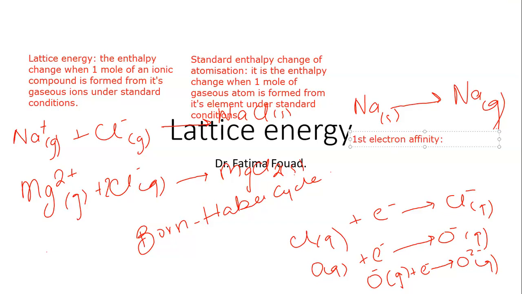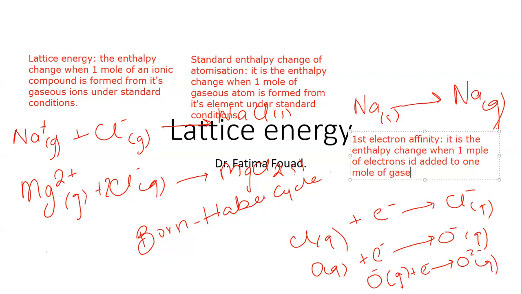So first electron affinity is the enthalpy change when 1 mole of electrons is added to 1 mole of gaseous atoms to form 1 mole of gaseous -1 ions under standard conditions.